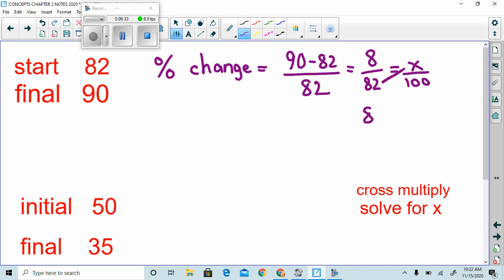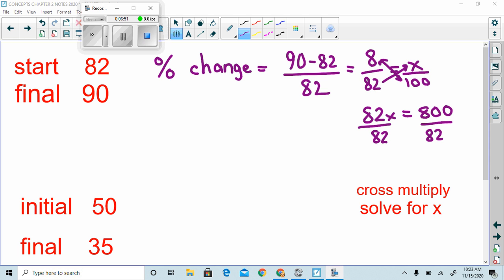Multiplying, some of you are forgetting, you have to multiply across and multiply across again. Well, 8 times 100 is just 800. Next step is to divide. And again, take out your calculator, find your answer, and we'll see if we agree. When I divide, and hopefully you got the same thing, I got 9.756, and it just keeps going and going. So what would we do with this problem?